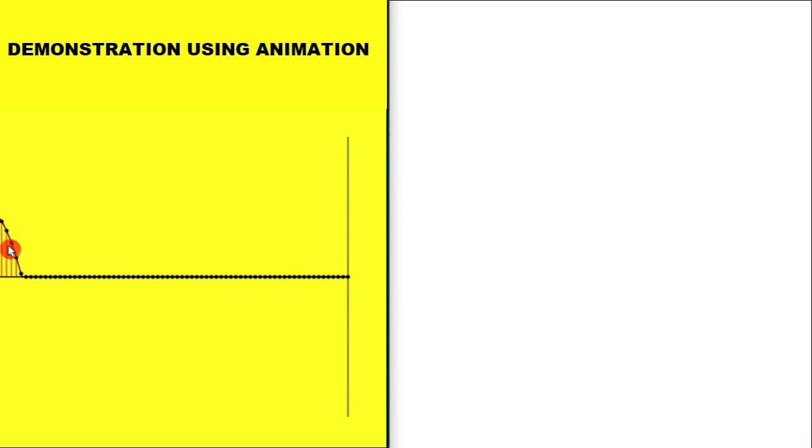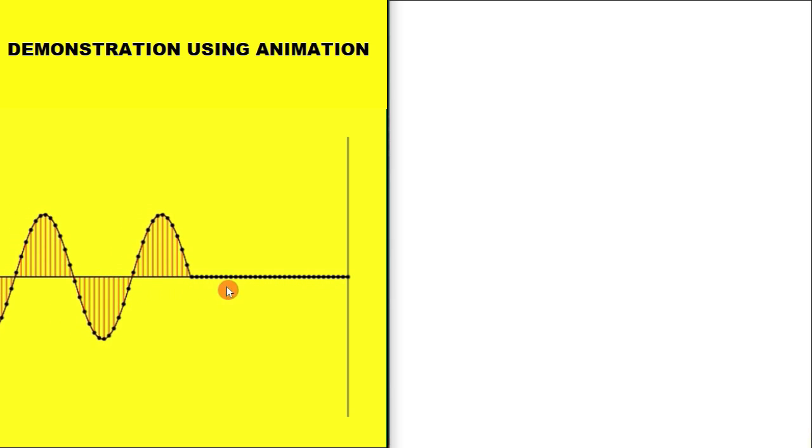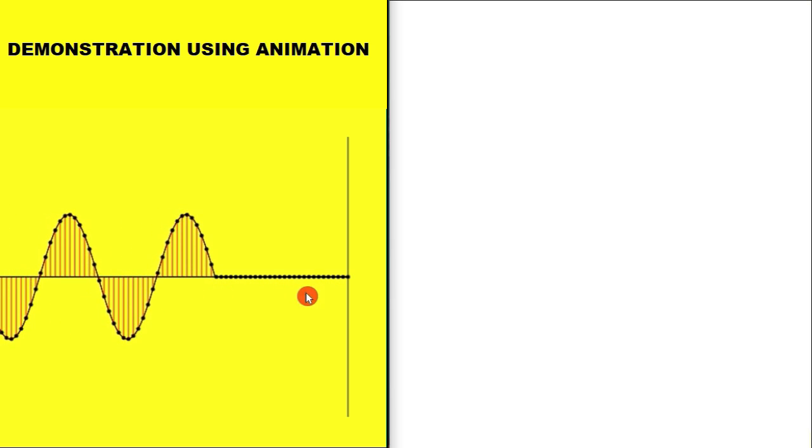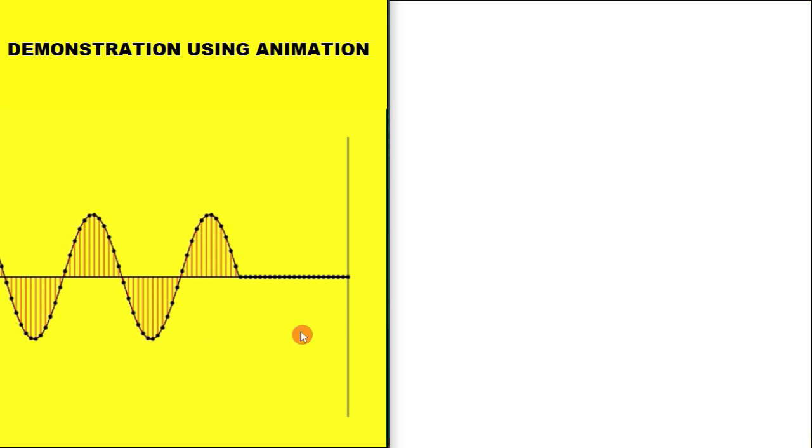This is an example of a progressive wave. See, there is a disturbance here at this point, which gradually moves in this direction. You can see one after one, the particles start their oscillations. It means the energy is progressing along this axis, or I can call it the positive x-axis.